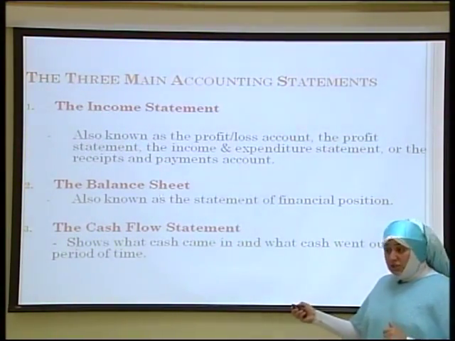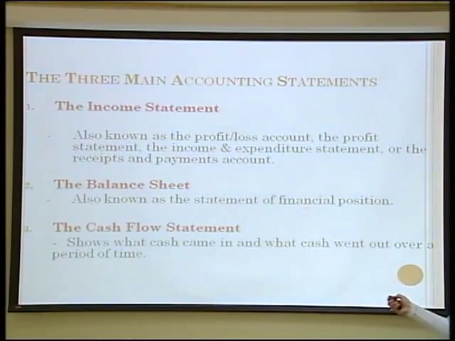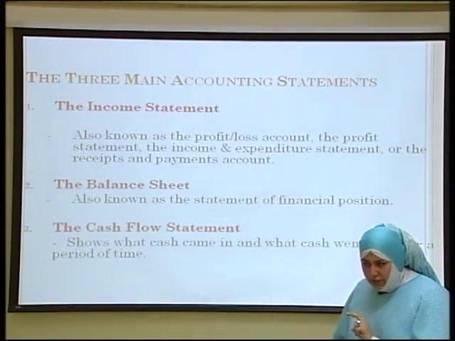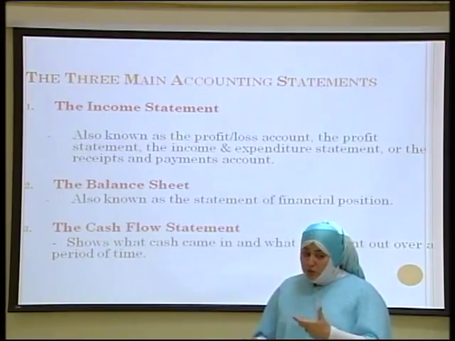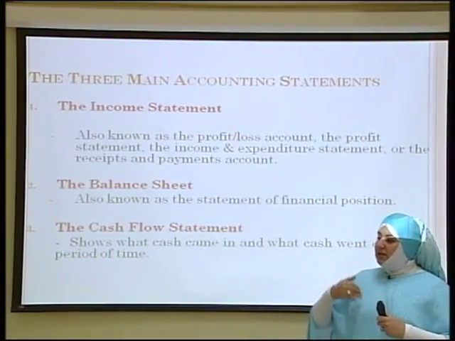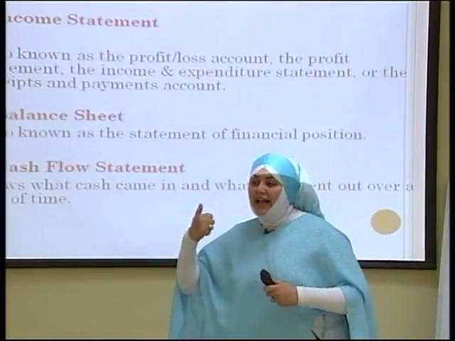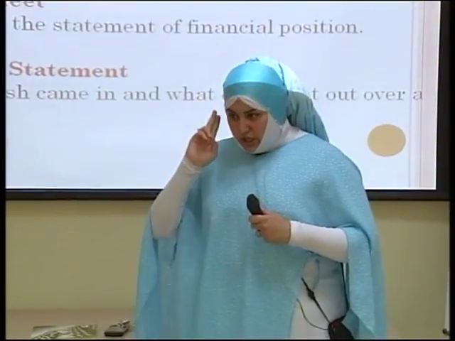The balance sheet is also known as the statement of the financial position, and you will know why when we talk about it in detail now, inshallah. The last one is the cash flow statement. The cash flow shows what cash came in and what cash went out over a period of time. This statement is not explained in detail in your book in this session. The book assumes that we already introduced the concept of the cash flow statement when we constructed the cash account or the cash statement in session 2.